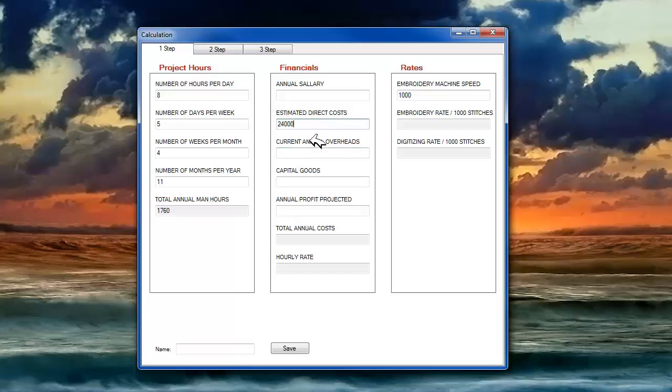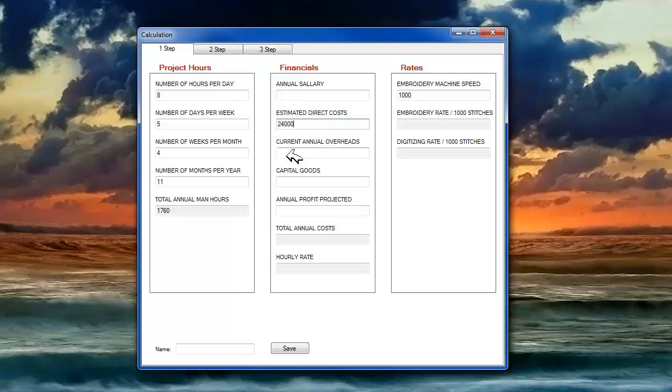So that's for the embroidery side. If we focus on the embroidery or sewing side, it'll be like stabilizer, needles, thread, bobbin fill, and all that. So it's materials that we'll use directly for a cost. Then we're going to go over to current annual overheads.